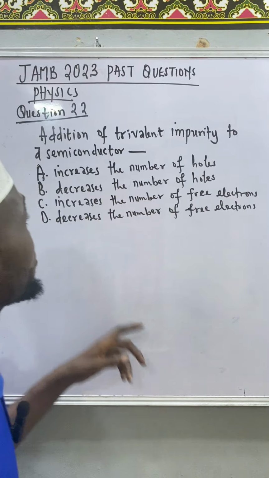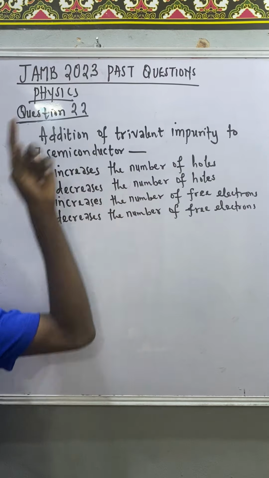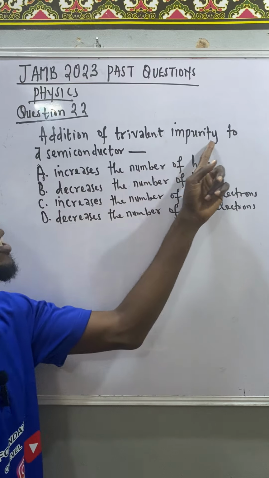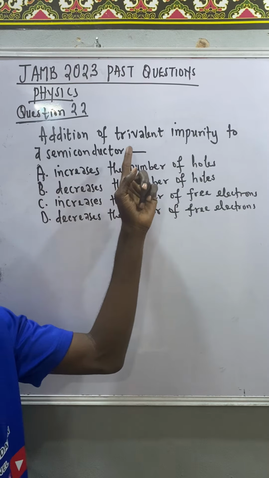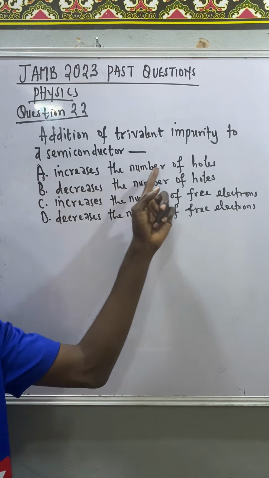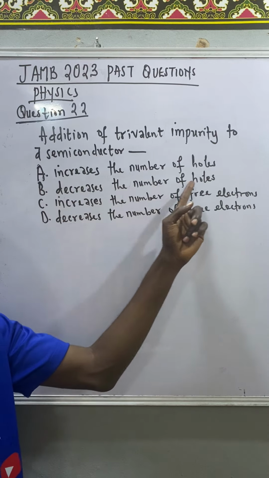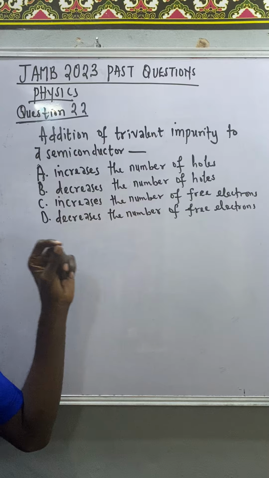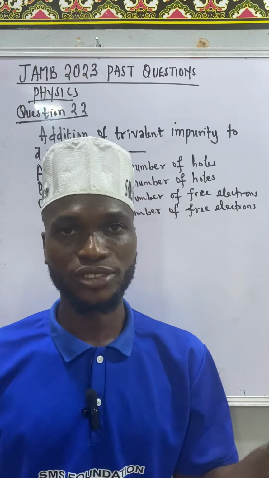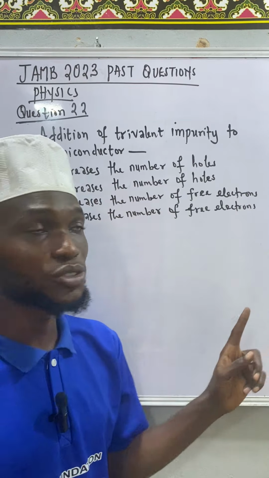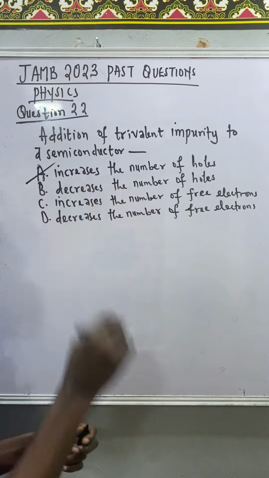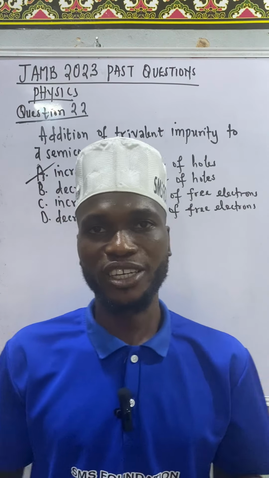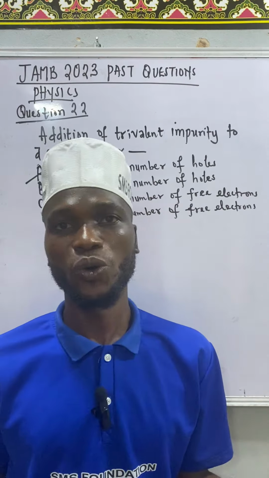Question 22, JAMB 2023 past question, physics. Addition of trivalent impurity to a semiconductor dash. A increases the number of holes, B decreases the number of holes, C increases the number of free electrons, D decreases the number of free electrons. Yeah, the correct answer to this question first is A, but let's explain why is it so.